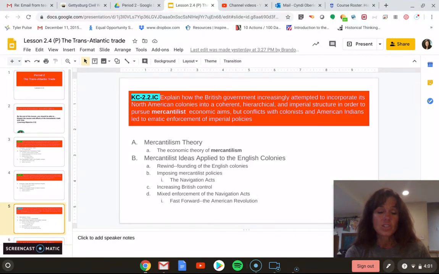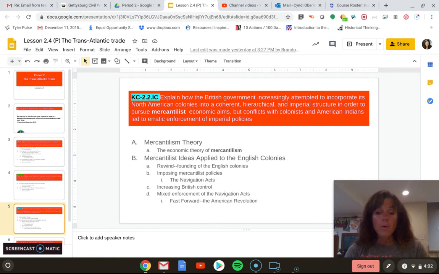The way that they seek to do that is an economic theory known as mercantilism. Mercantilism is the whole idea that the colonies exist to support the mother country financially. The nation state, the home nation state, is called the mother country, and colonial interests are secondary to the interests of the mother country. So everything that you do is for the mother country. Everything that you grow is for the benefit of the mother country. So that's the idea of mercantilism. It's an economic theory. So how is this applied to the British colonies?